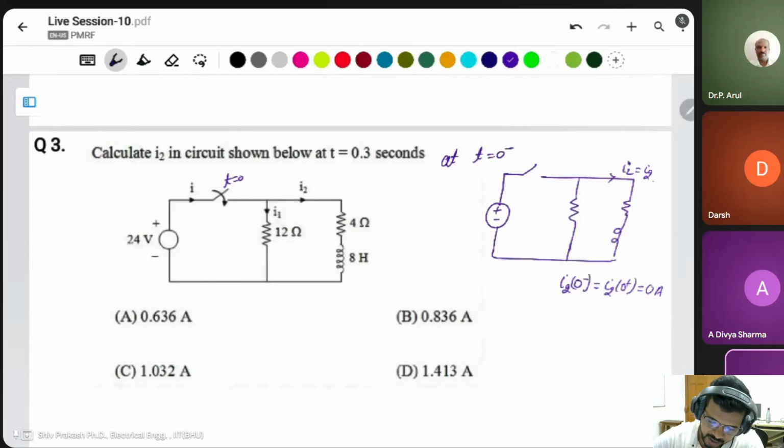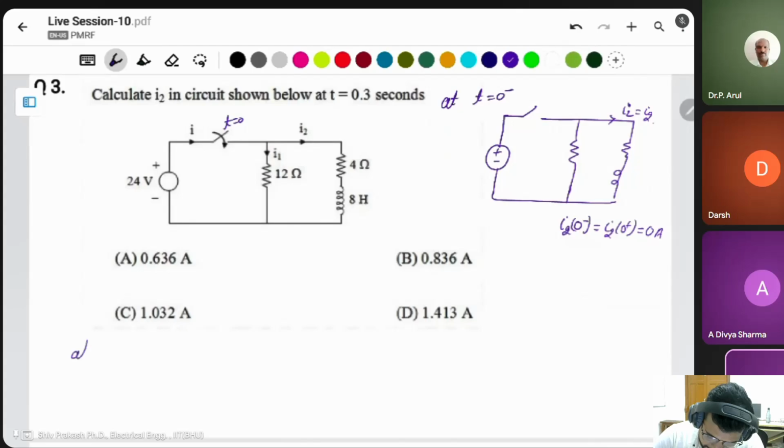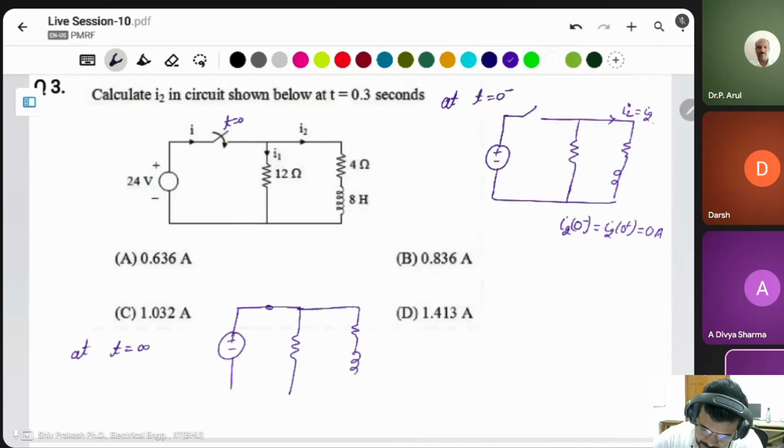Then what is the final current at t is equal to infinity? Circuit is closed. Then again short circuit at t is equal to infinity. This is 24 volt. This is 12 ohm. This is I2, 4 ohm and 8 Henry.